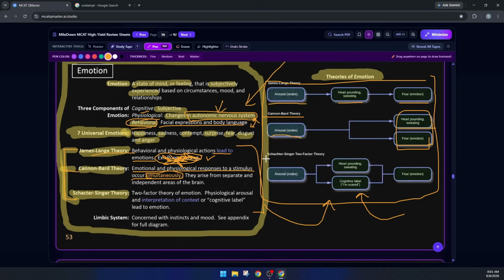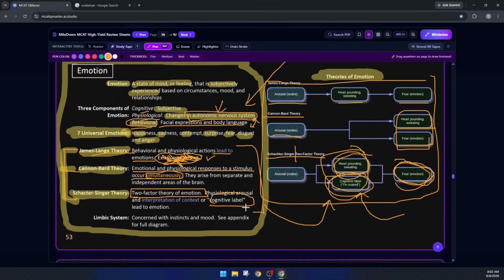Schachter-Singer theory, also known as the two-factor theory of emotion, is when you get the two together, and you have a cognitive label. So the difference between Cannon-Bard and Schachter-Singer is that Schachter-Singer has another thing called a cognitive label that someone has applied to their physiological response, and that leads to the resulting emotion.